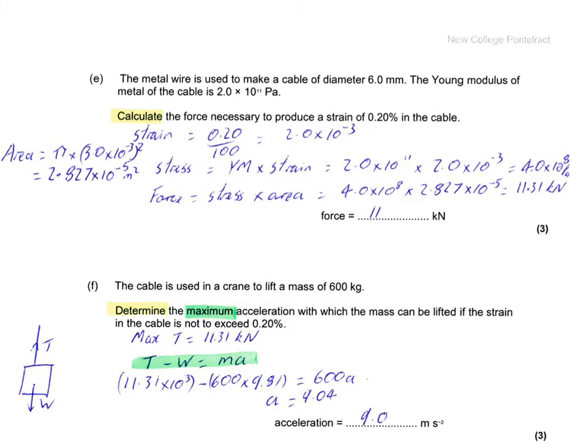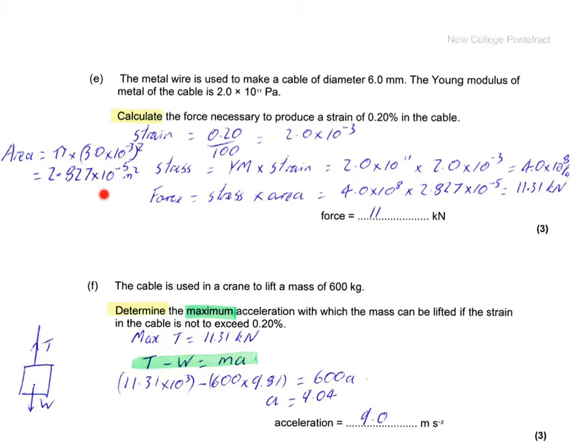The metal in the wire we studied is used to make a cable of 6 mm diameter, and the Young modulus is 2 times 10 to the 11 pascals. We've got to calculate the force to get a 0.2% strain. So a 0.2% strain means the strain is 0.2 over 100, which is 2 times 10 to the minus 3. Why is that? Well, to go from a strain, which is just a fraction, to a percentage, you multiply by 100. So to go from a percentage to a fraction, I'm going to need to divide. So I've got a strain of 2 times 10 to the minus 3.